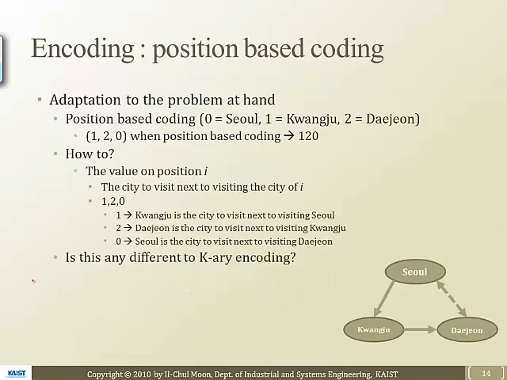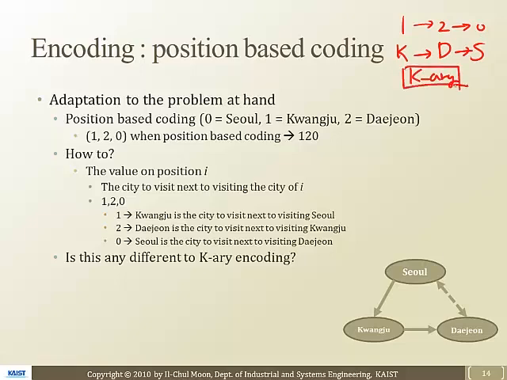Okay, that was the k-array encoding. So to remember, if it is 1, 2, 0, it means that 1 stands for Gwangju, 2 stands for Daejeon, and 0 stands for Seoul. So it's Gwangju to Daejeon, Daejeon to Seoul, this way. That is called the k-array encoding scheme.